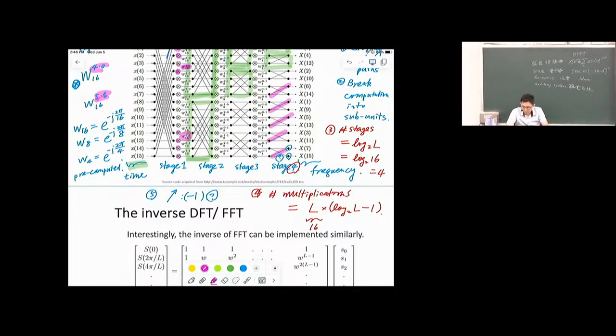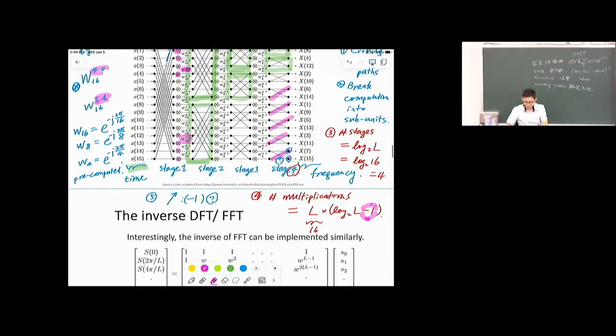does not require multiplication. It's just sum or difference: summing right here, differencing right there. So the last stage is the most simple. Take the sum, take the difference. So that's a structure, one of the many equivalent structures of FFT.